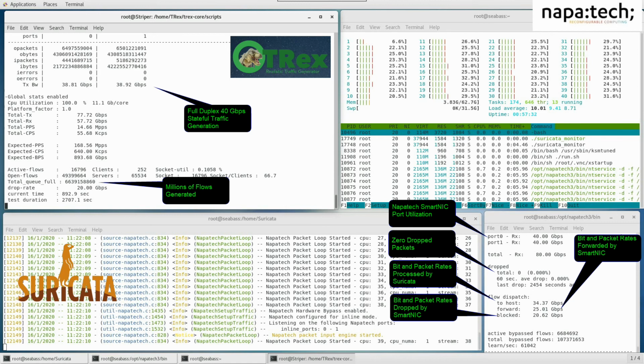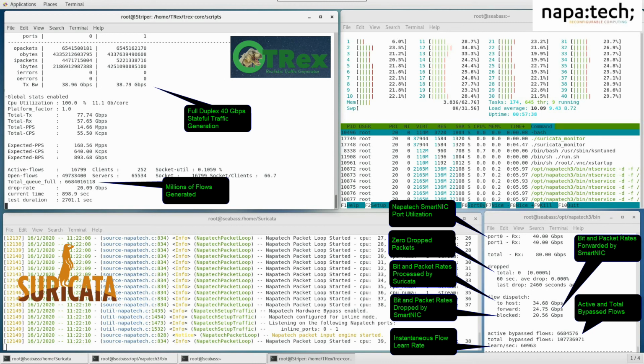Some of the other details you can see here is that we're sending a full 34 gigabits to the host, 25 is being forwarded from one port to another, and the rest are being blocked or dropped. And all this is happening in hardware.